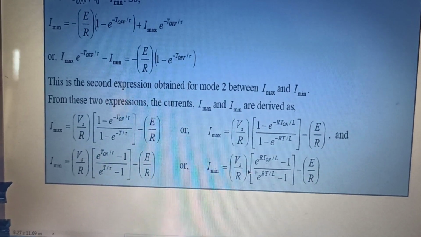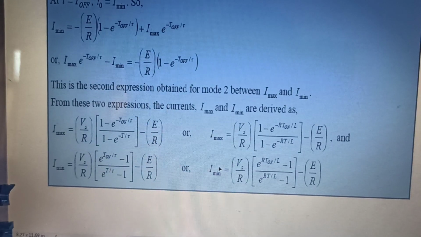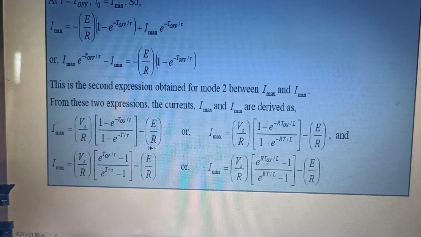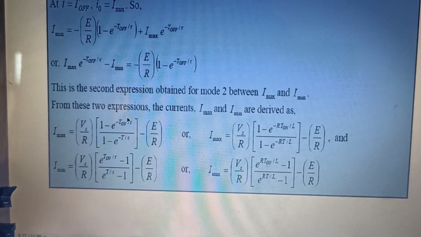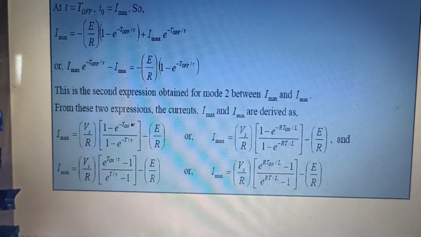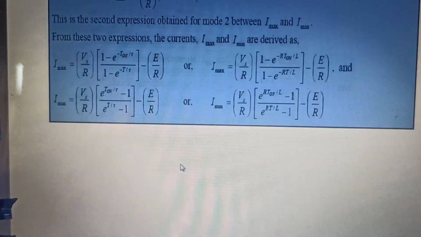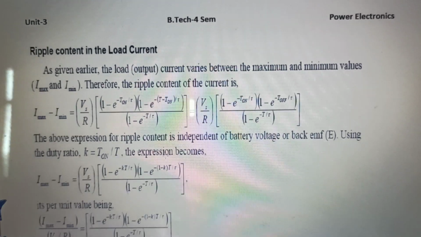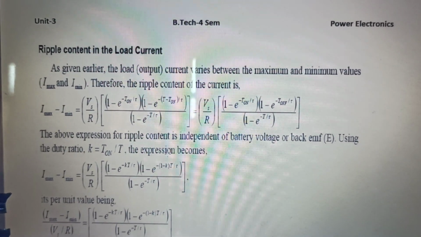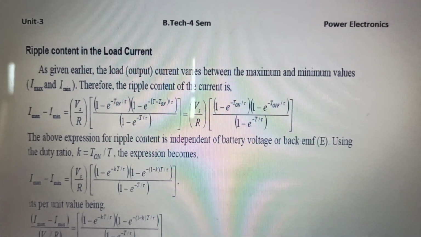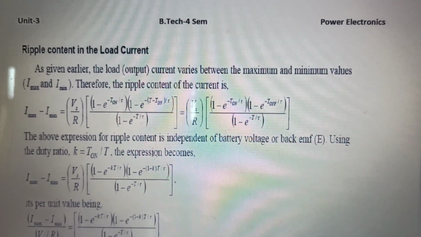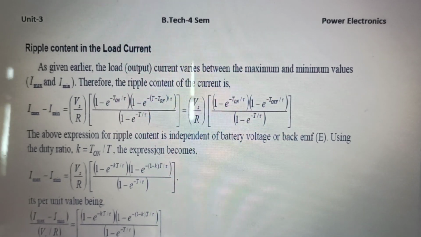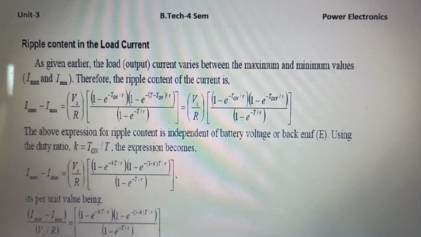Okay, if this is clear, then there is no doubt. In this expression I have substituted the value of tau equals L by R. That's it. So the values are obtained. Now we can also obtain the value of ripple current. Ripple is nothing but the difference of I maximum and I minimum. So we will keep that value, I max minus I minimum.